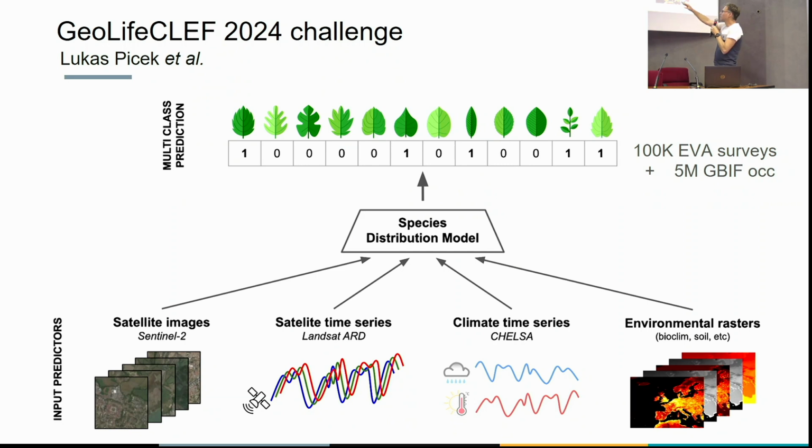And we provide different modalities, such as the satellite images and the satellite time series. Here it's punctual, but we have 20 years of Landsat signal at the quarter level. And climatic time series, like 40 years of climatic samples.